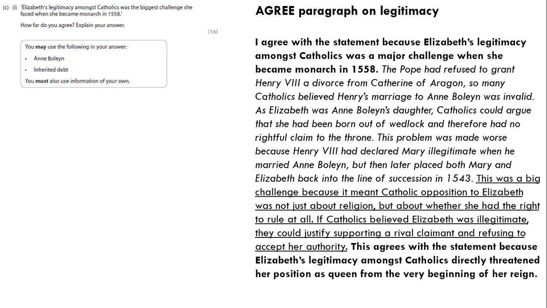This was a big challenge because it meant Catholic opposition to Elizabeth was not just about religion, but about whether she had the right to rule at all. If Catholics believed Elizabeth was illegitimate, they could justify supporting a rival claimant and refusing to accept her authority. This agrees with the statement because Elizabeth's legitimacy amongst Catholics directly threatened her position as queen from the very beginning of her reign. So Catholics were not just unhappy about Elizabeth's religion, they also believed she was not a legitimate monarch. So that'd be our agree paragraph.